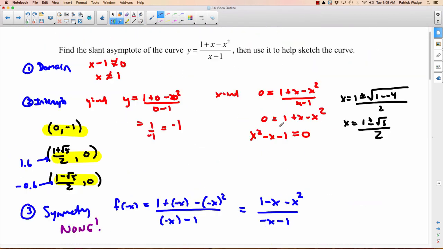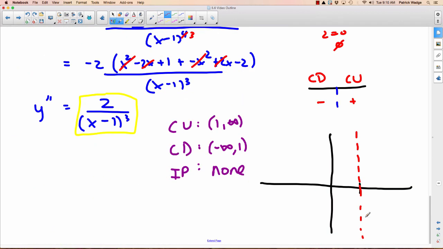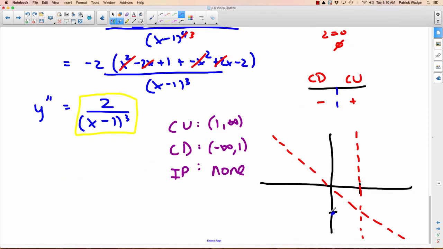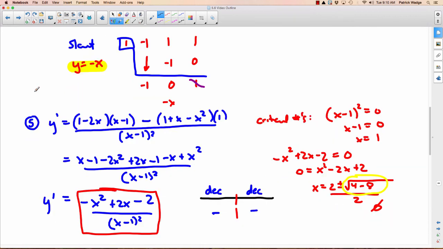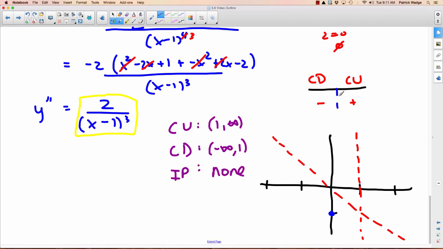Okay, we're ready to draw this thing. So ridiculous how long this took. Asymptotes were at x equals 1, and our slant asymptote was at y equals negative x. And y equals negative x is this 45-degree angle like this. Points that we know our y-intercepts at 0, negative 1. And our x-intercepts were at 1.6 and negative 0.6. So 1 point at 1.6, which is around here, and negative 0.6, which is around there.